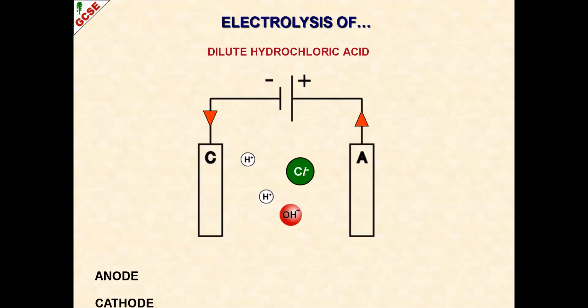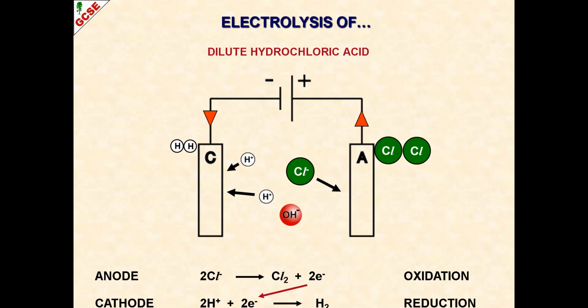Now, if we look at the electrolysis of dilute hydrochloric acid, we have hydrogen ions, hydroxide ions, and chloride ions. What happens? Hydrogen is discharged as hydrogen gas, and from chloride and hydroxide, chlorine is discharged at the anode.